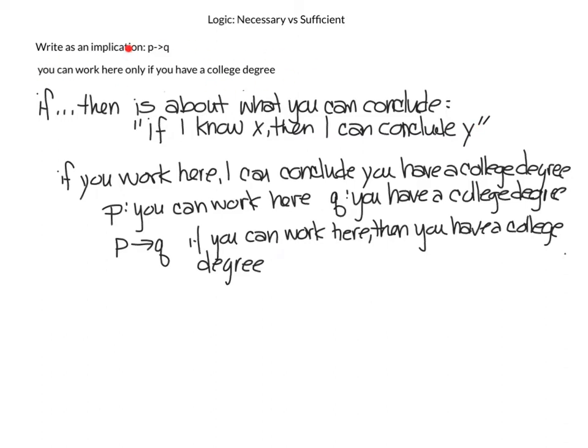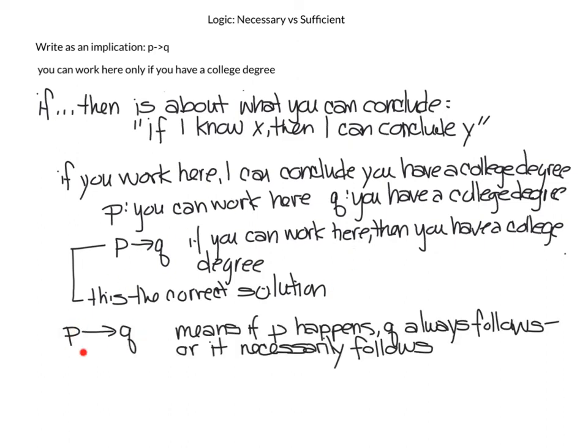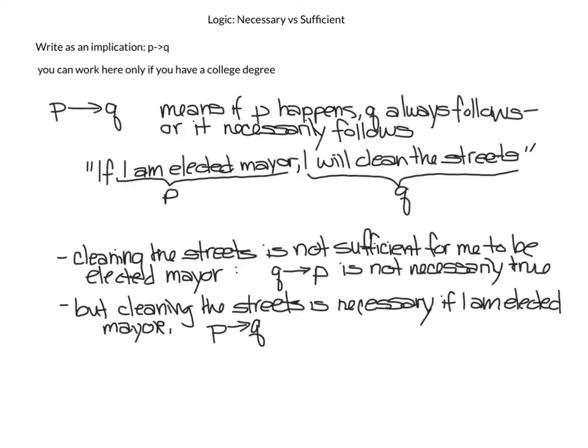So looking back at this example, the thing is if you work here, then I can conclude that you have a college degree. So in other words, the P is you can work here, and the Q, what you can conclude, is you have a college degree. So now P implies Q becomes if you can work here, then you have a college degree, which is exactly what this is saying. So this here would be the correct solution. Another way of saying this implication is to say that if P happens, Q always follows, or you might say Q necessarily follows. We can look at this in terms of one of my favorite examples for logic.